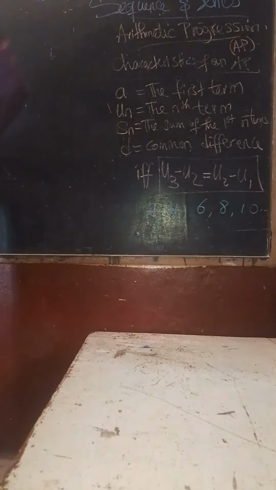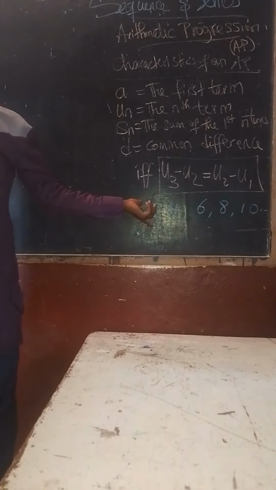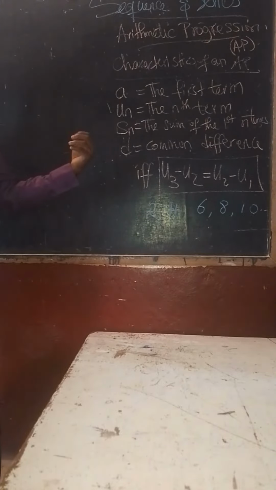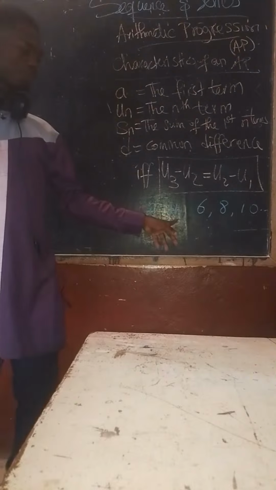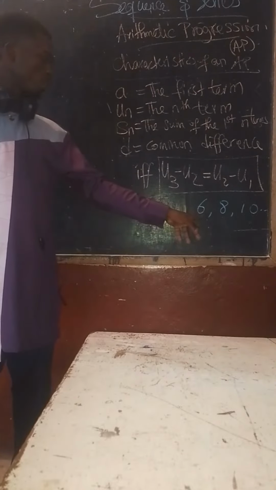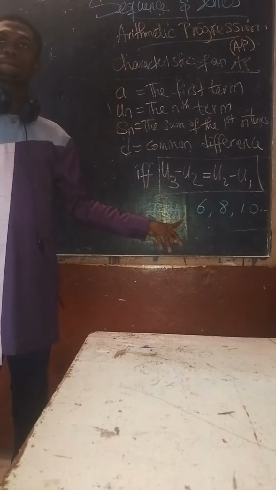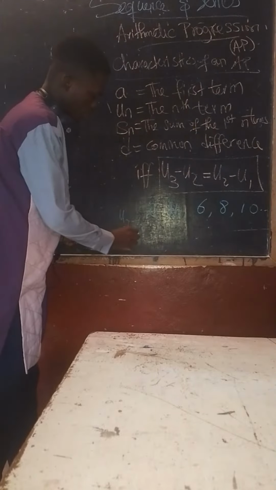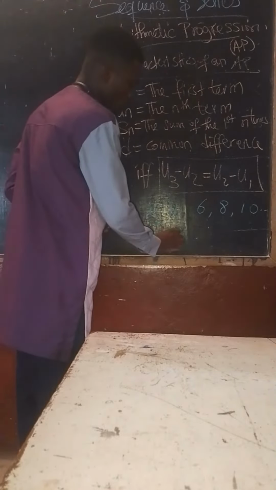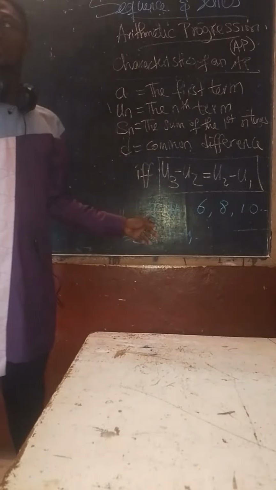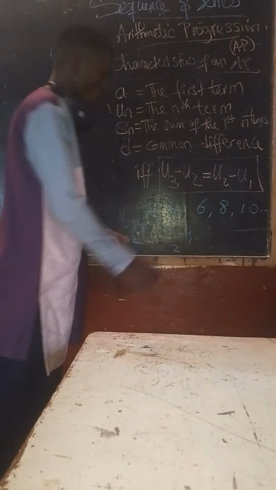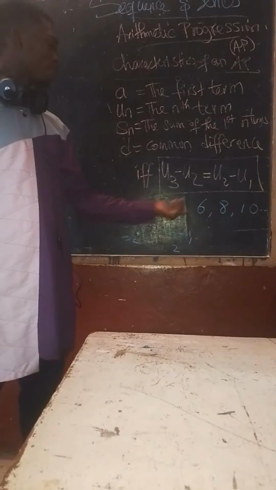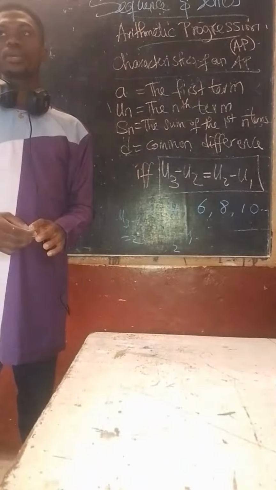2, 4, 6, 8, 10, 12, and so on is an arithmetic progression. How can we prove this? U1 is the first term, U2 is the second term, U3 is the third term. So U3 minus U2, what's 6 minus 4? 2. Now we also need U2 minus U1. What is 4 minus 2? 2. So since they are equal, we have an AP. Sometimes you can have a question, and this is what you will use to answer.